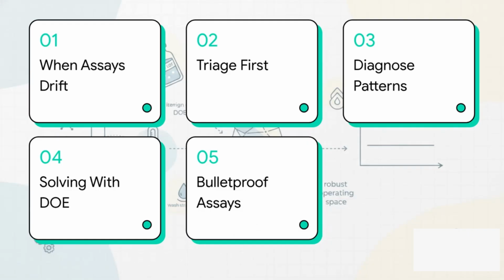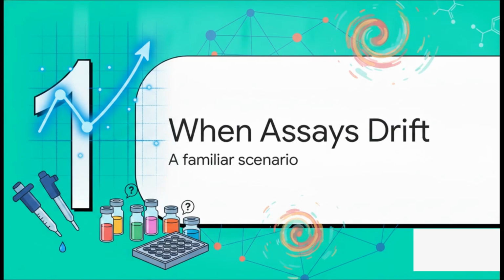So if assay drift is stressing you out, don't sweat it. We've got a really clear 5-step game plan today. We'll be covering when stable assays drift, how to triage before you troubleshoot, diagnosing assay failure patterns, solving drift with DOE, and finally building bulletproof assays. All right, Section 1, when stable assays drift.